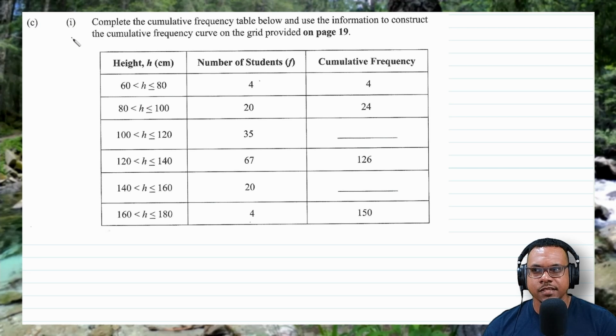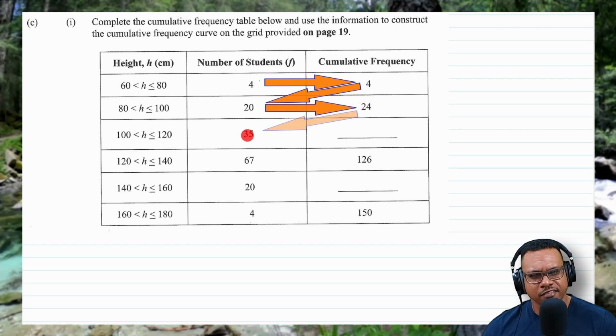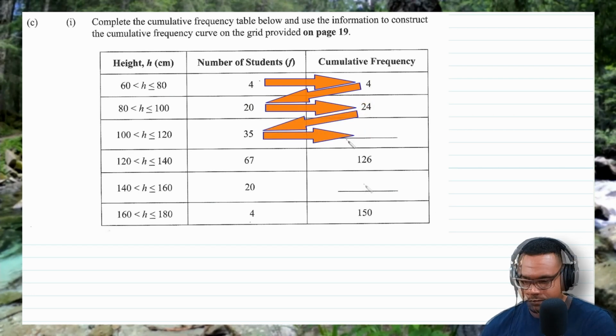Now moving on to part C1, we have to complete the cumulative frequency table below and use the information to construct a cumulative frequency curve on the grid provided. I'll have that grid on the next page. What we have here is the frequency, and I have the cumulative frequency partially filled in. We start with the first frequency, which is 4. That's why we have 4 here, and then we say 4 plus 20. That's how we get 24. So 24 plus 35 will give us the one that's missing. And 24 plus 35 is 59.